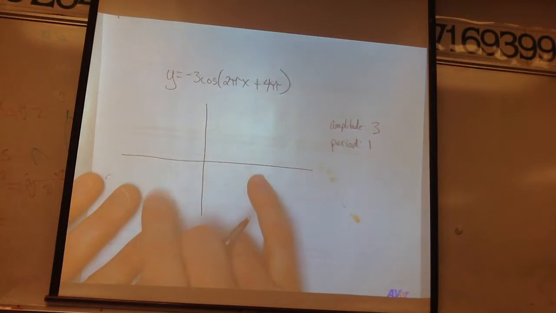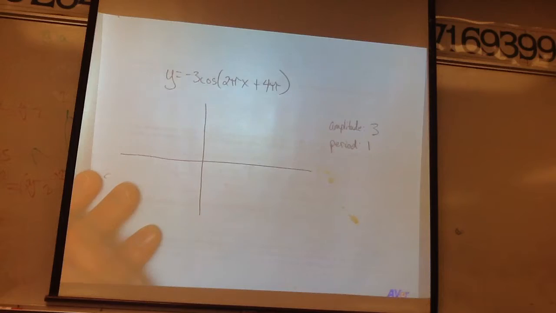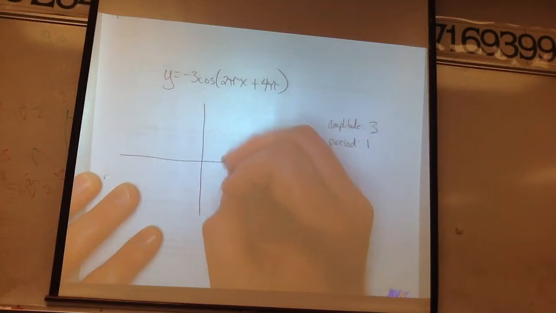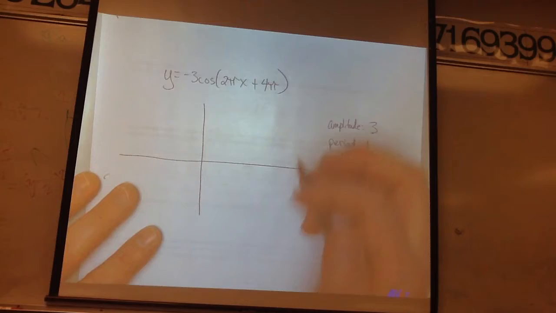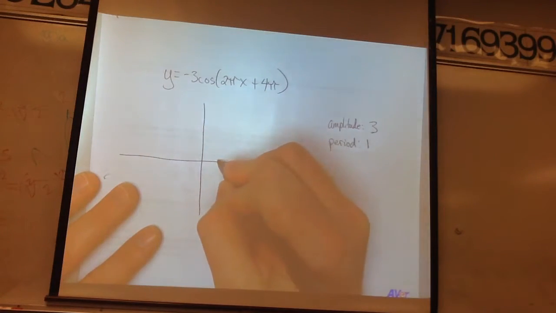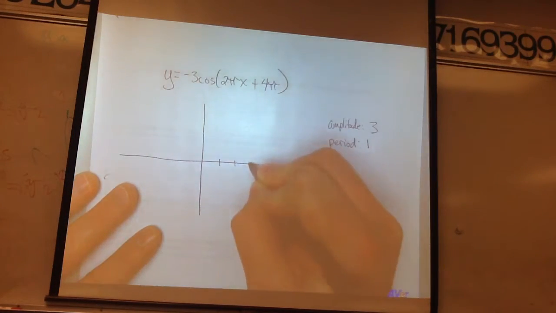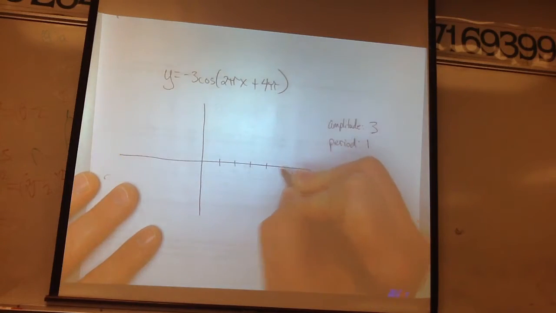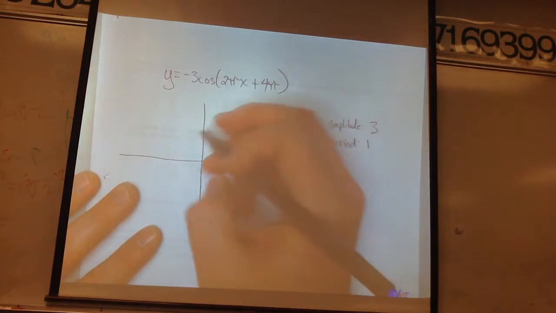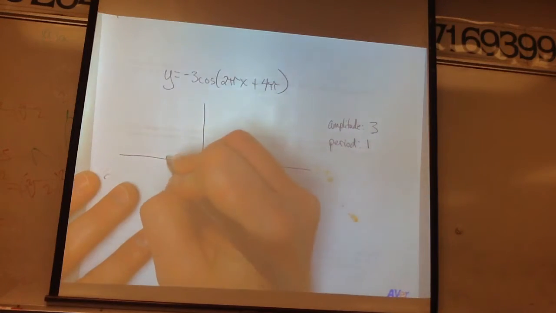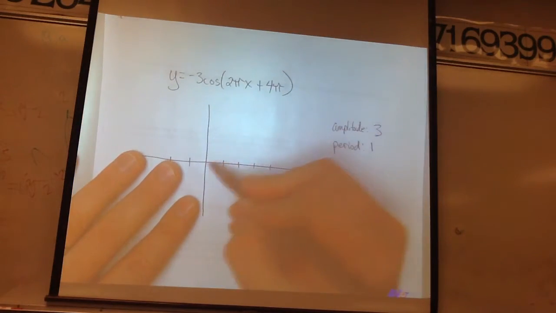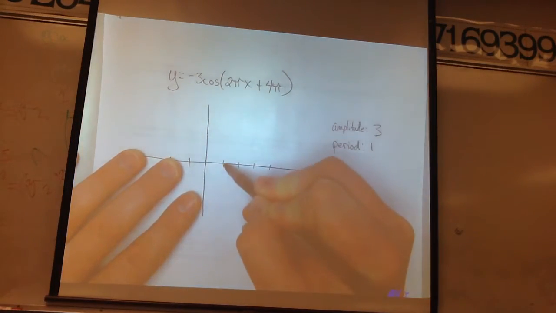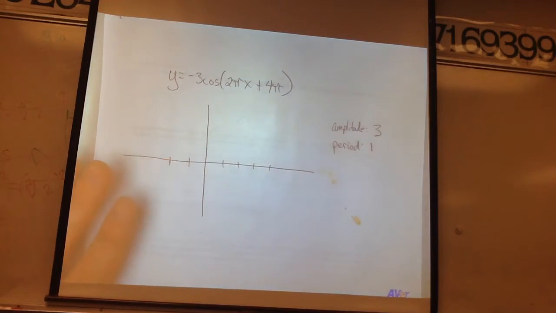So, when I scale my axes, what should I go by? We're going to go by integer values, 1, 2, instead of values of pi. It's going to repeat every one. It's going to be squished. It's going to repeat in that distance. It's going to go up, down, and then back up. And then the phase shift is 2.